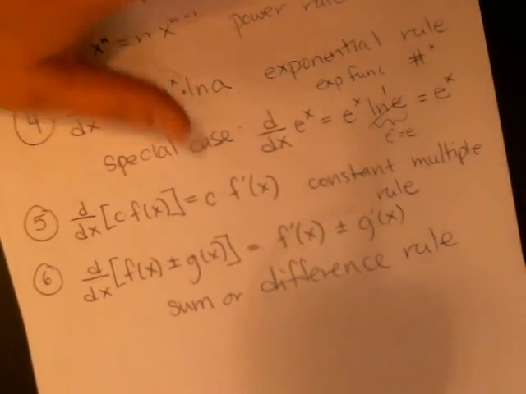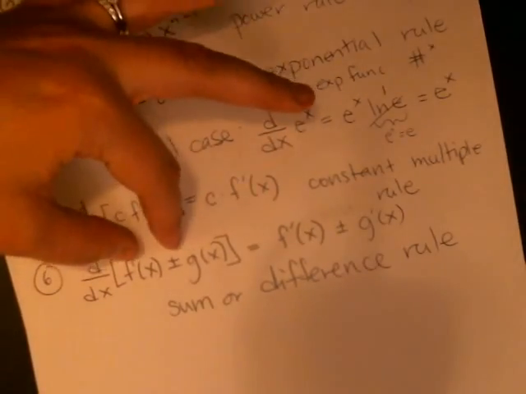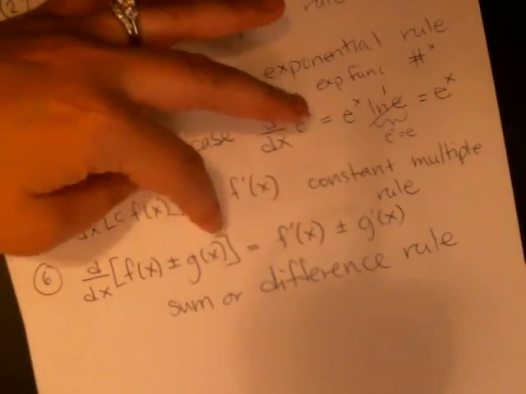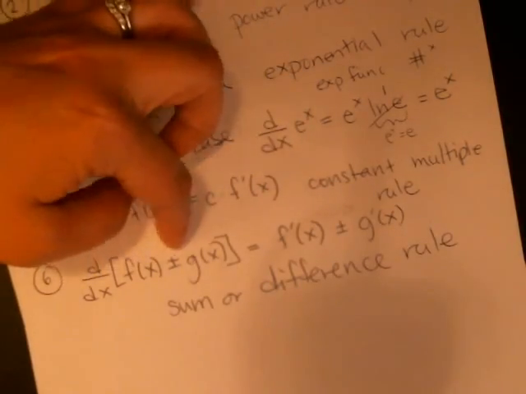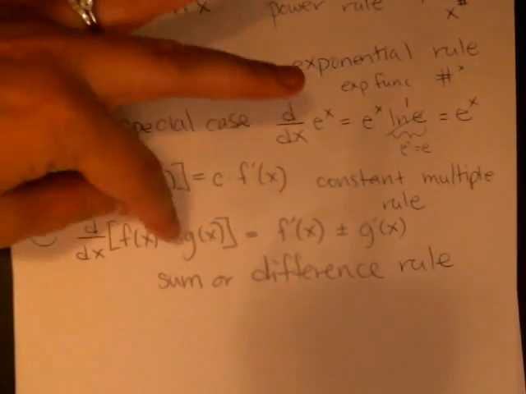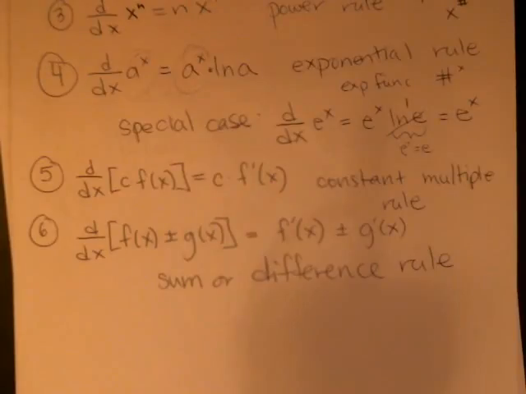Another way to get the difference without going back to the limit definition would be to say f of x minus g of x is the same as f of x plus -1 times g of x. And you could use a combination of the sum and the constant multiple.